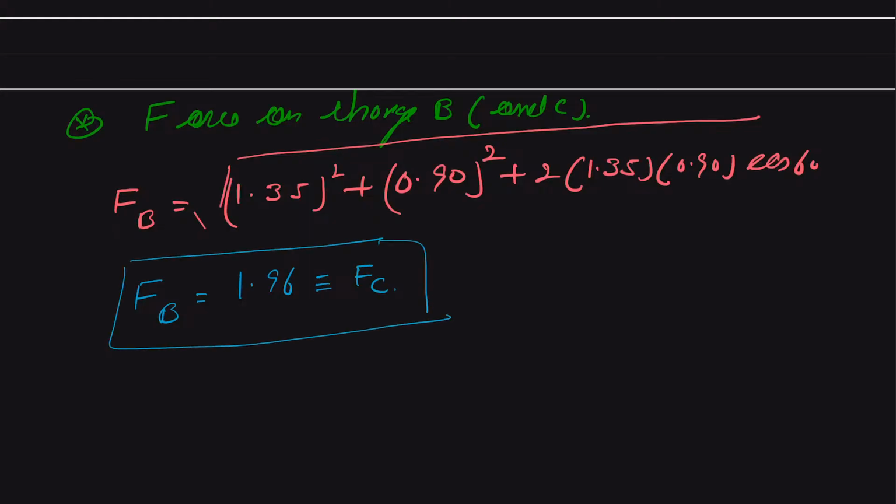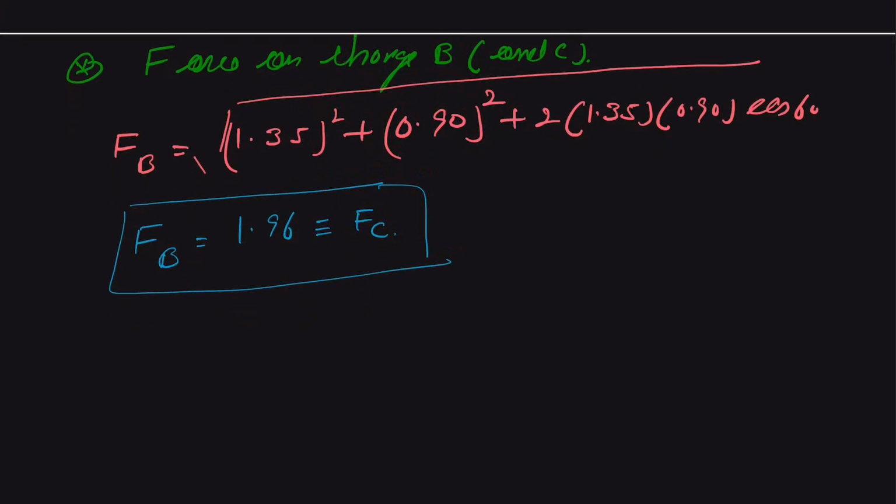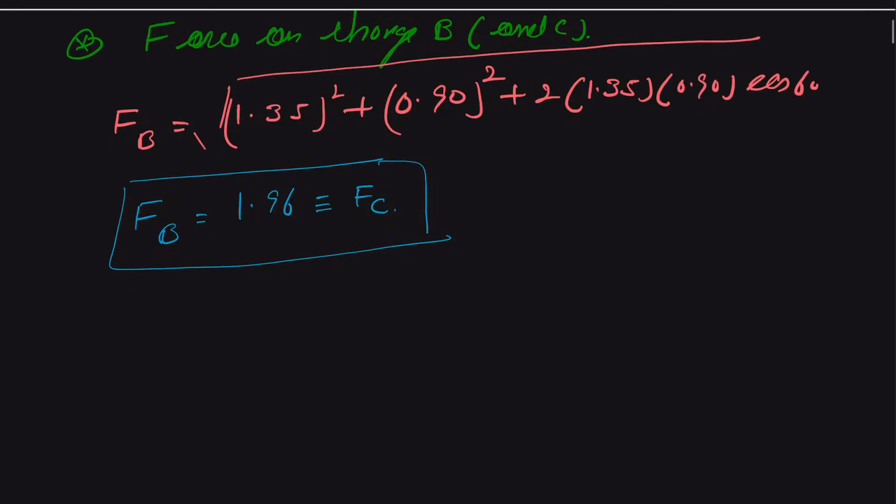So we got the forces on the respective charges. Okay. And next we come to part B, where we are going to find out the electric field at the center of the triangle.